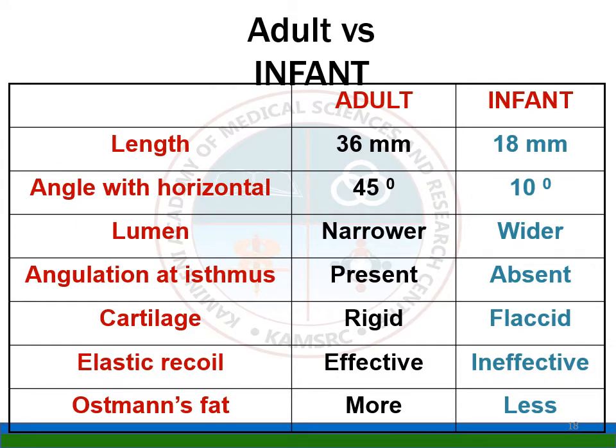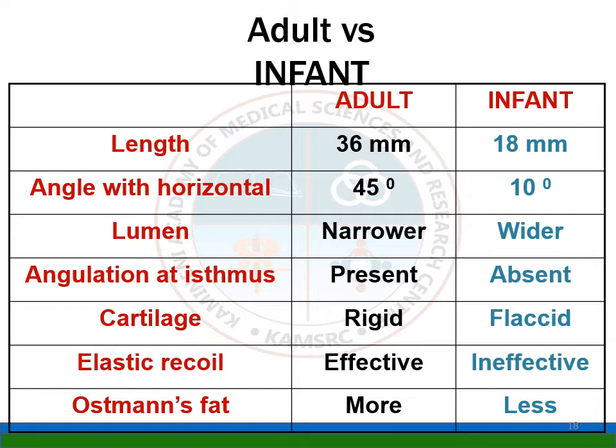The difference between the adult and infant eustachian tube: in adults it is 36 mm, in infants it is 18 mm, and the angle is 45 degrees in adults and 10 degrees in infants. The lumen is narrow in the adult and wider in the infant. That's why milk regurgitates into the middle ear easily. Angulation at the isthmus is present in the adult and absent in the infant. The cartilage is very rigid in the adult and very flaccid in the infant. Elastic recoil is very effective in the adult and ineffective in the infant.